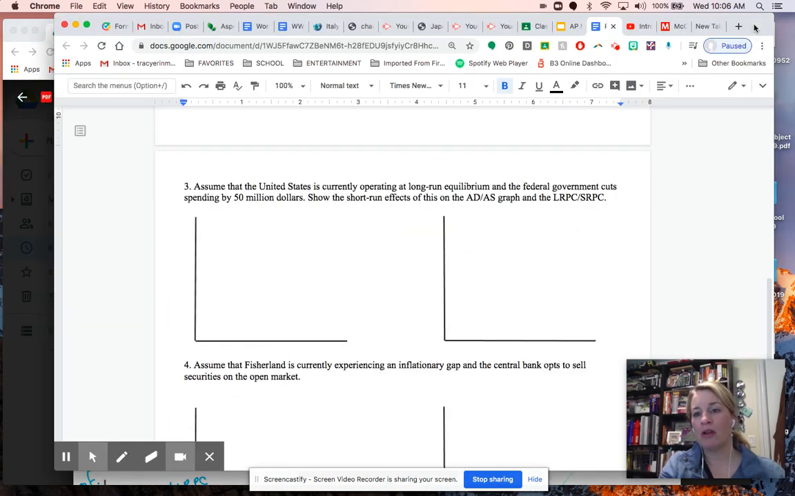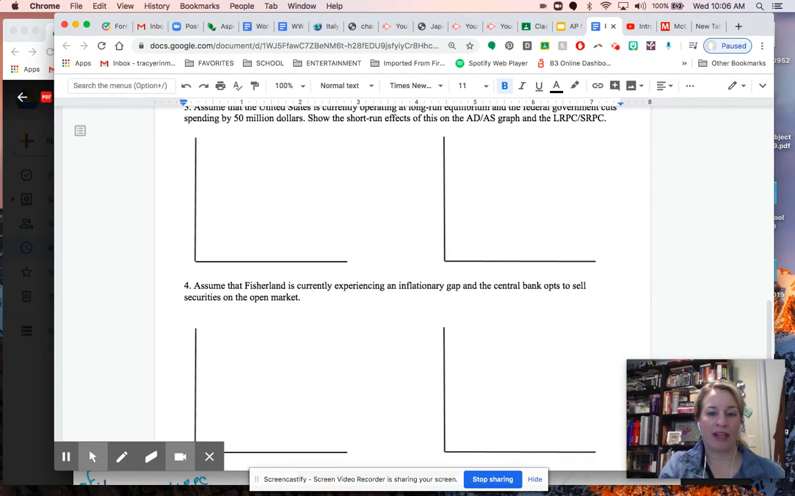And number 4, we're going to see that Fisherland is currently experiencing an inflationary gap. So that means on our aggregate supply, aggregate demand, the point of the short-run equilibrium is going to be beyond full employment, right? So it's going to be on the right side of full employment. And the central bank opts to sell securities on the open market. Ooh, so what's that going to do?